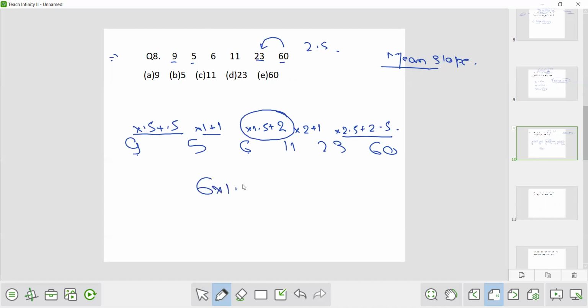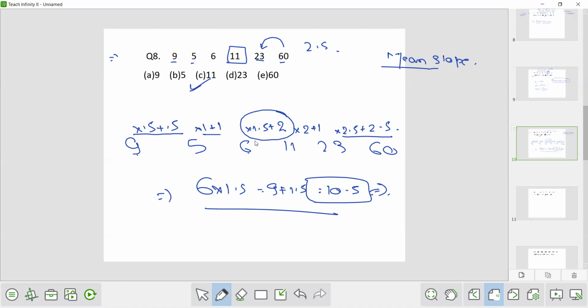So 6 into 1.5 is 9, plus 1.5 is 10.5. So your answer will be, wrong number is 11. So C is your answer. Again, I have explained here the entire concept, but in the exam, you only have to analyze whether 6 into 1.5 plus 1.5 is 11 or not. If it is not, then that is your wrong number.